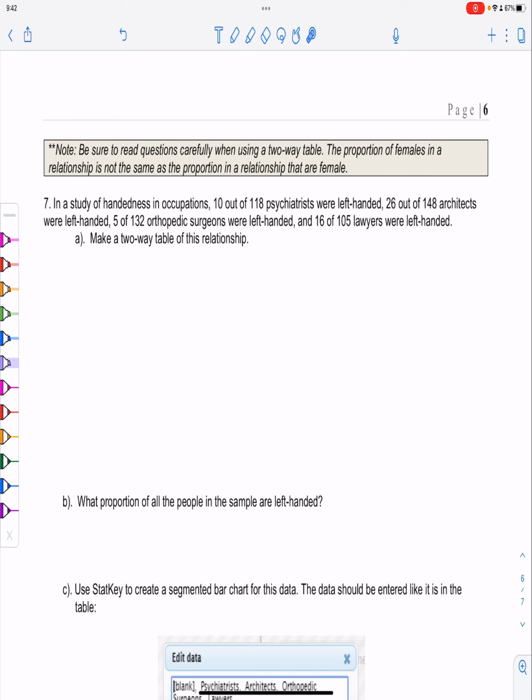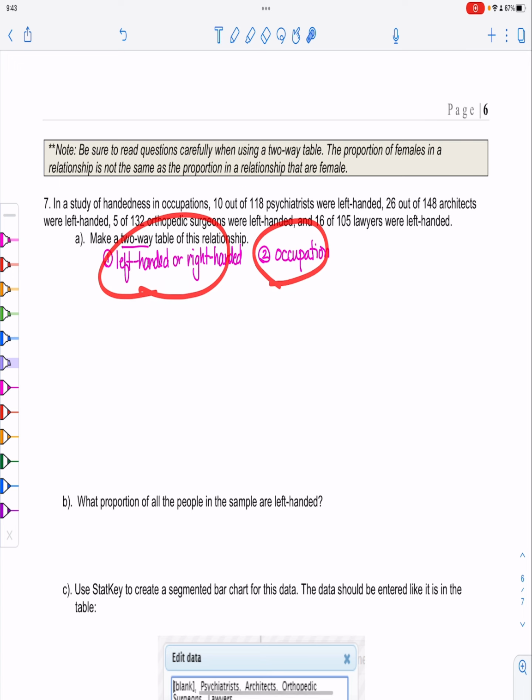Well, first of all, if it's asking for a two-way table, then that means we must have two categorical variables. Let's figure out what the two categorical variables are. One of them must be, are you left-handed or right-handed? I was going to call it handedness, but let's just say left-handed or right-handed. And the other variable is occupation. So one of these has to go in our rows and one of these has to go in our columns.